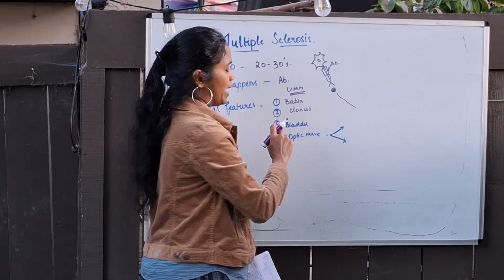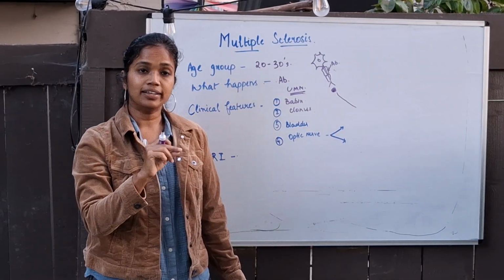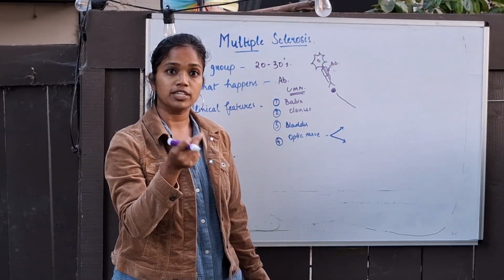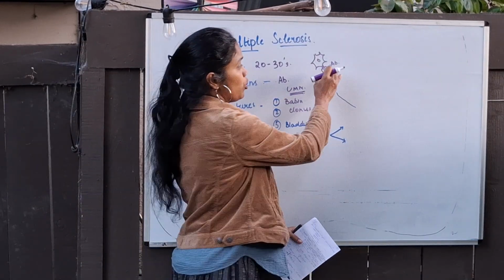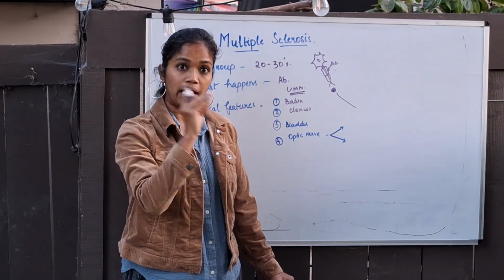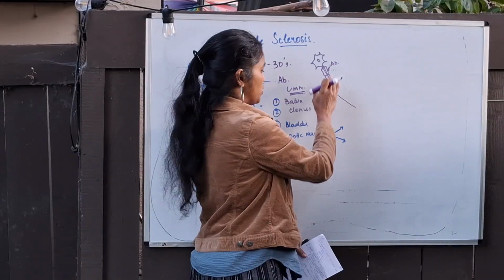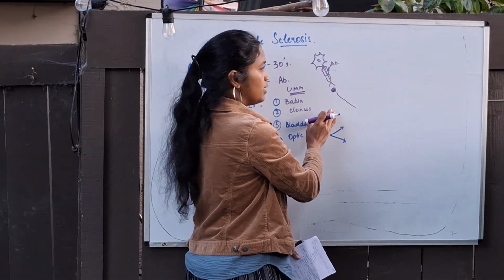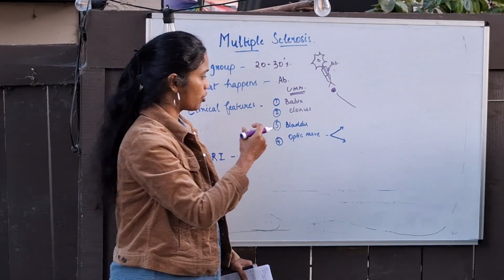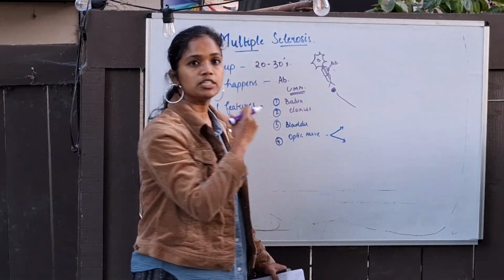So how is the bladder control? In the bladder they will have urge incontinence. So why should they have urge incontinence? This is because the upper motor neurons which regulate the bladder control are damaged because of antibodies. So that is why those with multiple sclerosis will present with urge incontinence. What happens in the optic nerve?